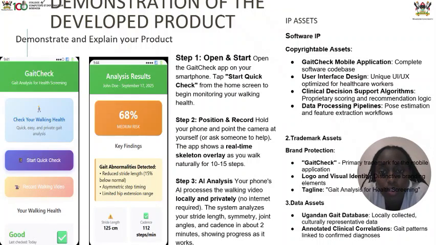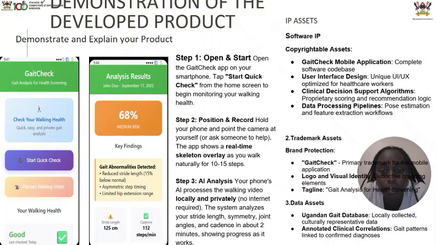And then we have data processing pipelines, where we have pose estimation and feature extraction workflows. Then our trademark assets, which is brand protection. We're going to call our mobile application Gait Check, which is the primary trademark for our mobile phone application. And then we'll have a logo and visual identity, which will be a distinctive branding. And then we have a tagline, which is "gait analysis for health screening."